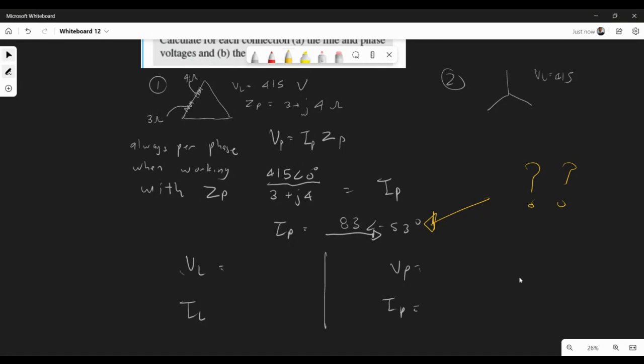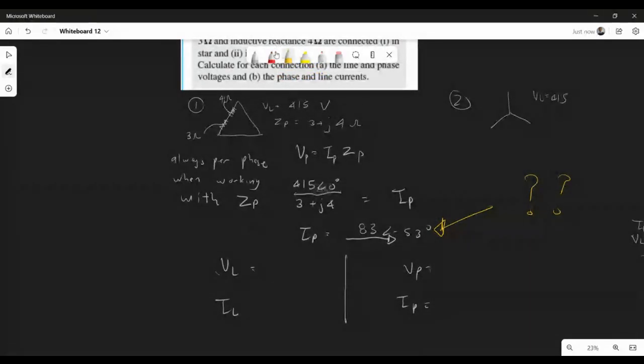So if I had to ask you what is a power factor, you remember, the power factor will be cos of this, cos 53 degrees. And cos of 53 degrees is 0.6, so it would be 0.6 lagging. I'm just throwing that in there so that you always stay sharp. So we've calculated this, so let's talk.